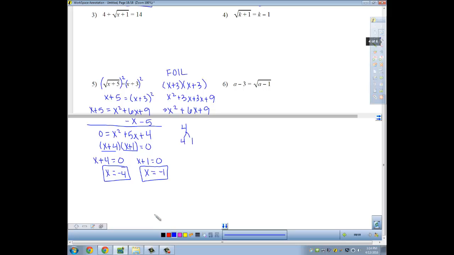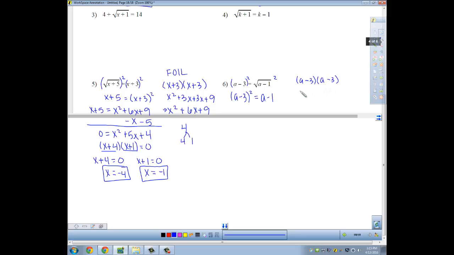Number 6 is very similar because I see I have two terms on one side and then the square root of something on the other side. Since I already have the square root by itself, I'm going to go ahead and square both sides. So I have a minus 3 squared equals a minus 1. Now I'm going to figure out what a minus 3 squared is off to this side. So that's a minus 3 times a minus 3. And again, we're going to use FOIL.